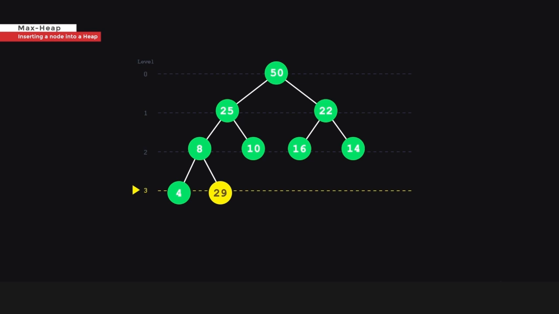Heapify this new element following a bottom-up approach because the new element might distort the heap property. Since the heap structure is a max heap, the parent must always be greater than both child nodes. However, as you can see, the parent is not greater than its right child. Therefore, we must swap them to maintain the max heap property. Then we must heapify it again. 29 is greater than 25, so we must swap it with 25. And finally, 29 is less than 50, that is its parent. Then the structure follows the max heap property.